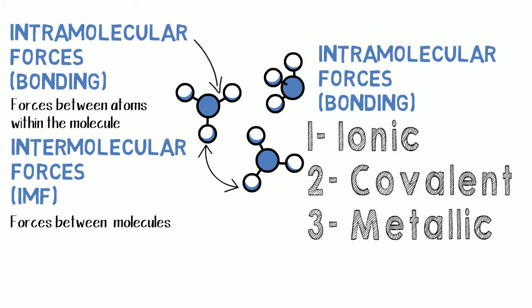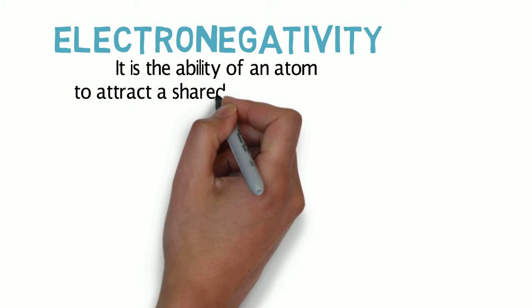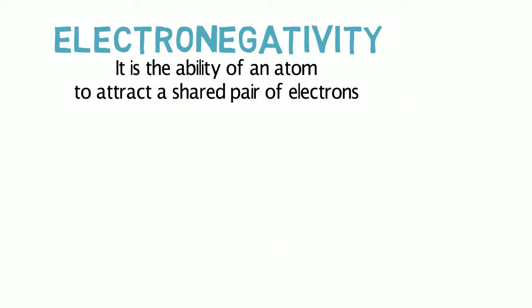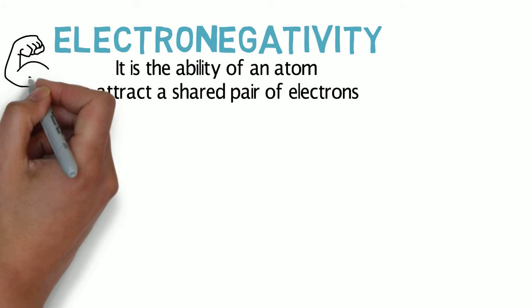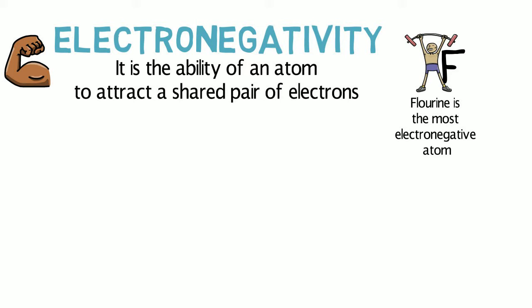We also need to understand the concept of electronegativity in order to understand the concept of bonding. Electronegativity is the ability of an atom to attract a shared pair of electrons. So it's basically how strong the atom is in attracting electrons towards it. Fluorine is the most electronegative atom in the periodic table, with a value of 4.0.